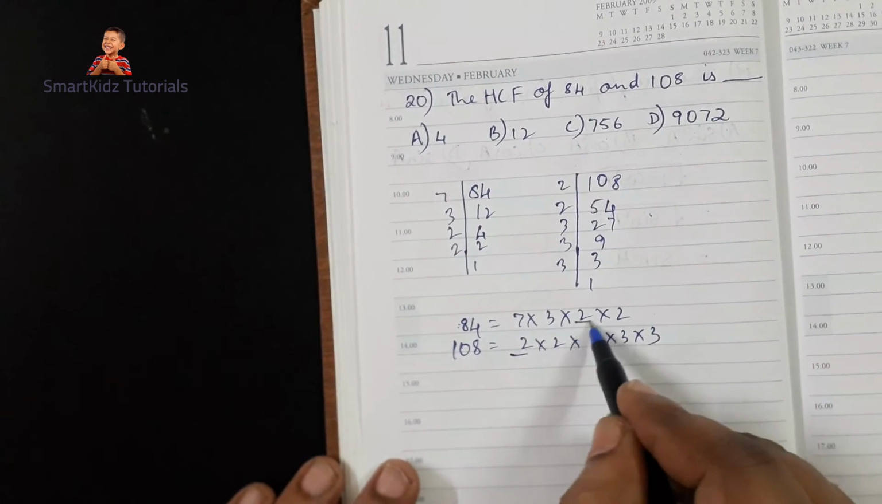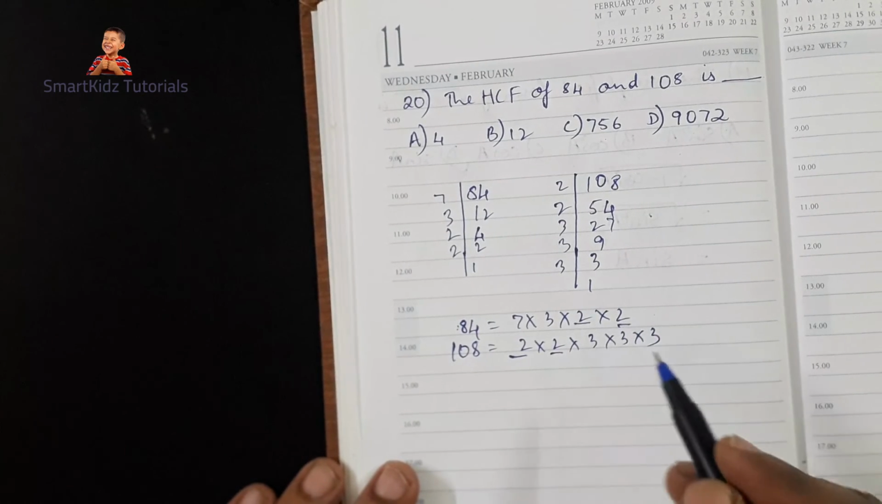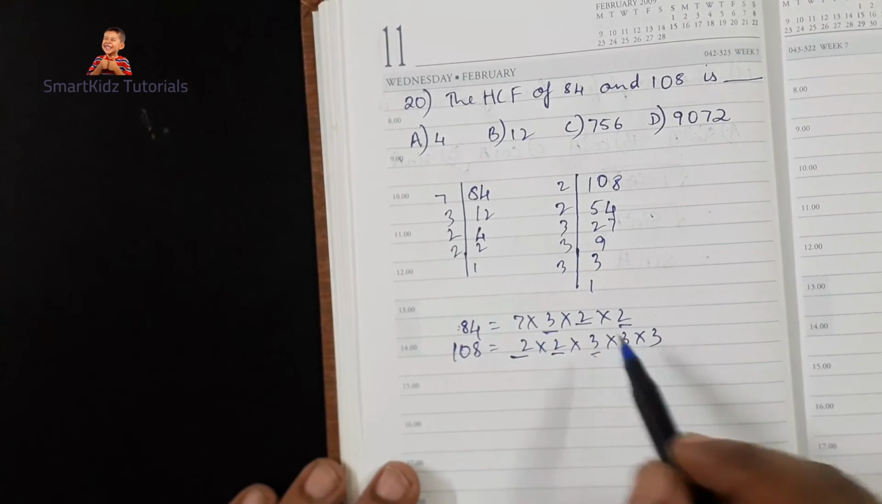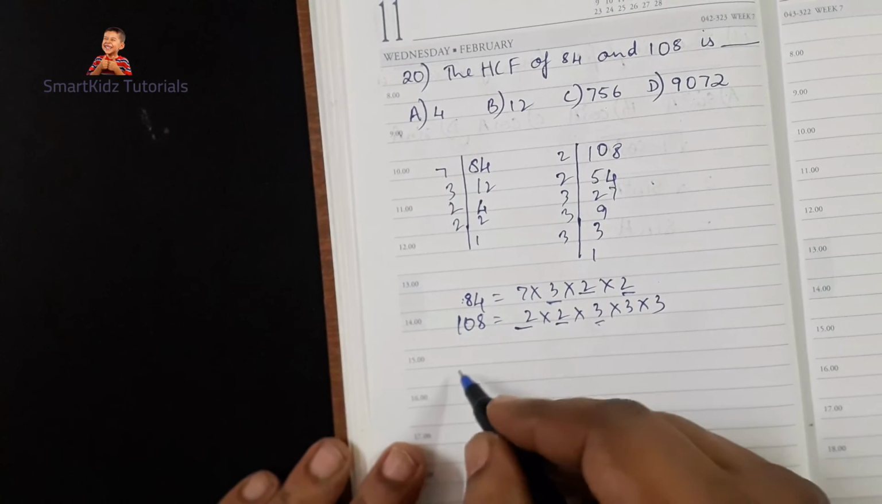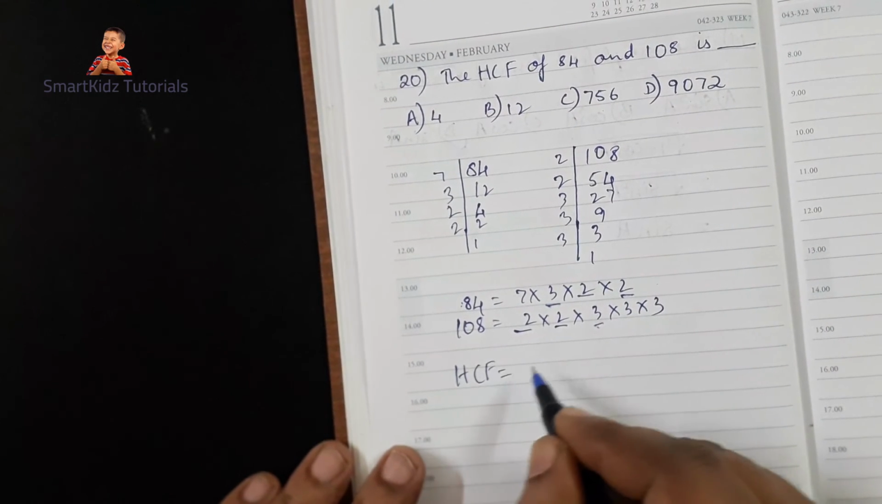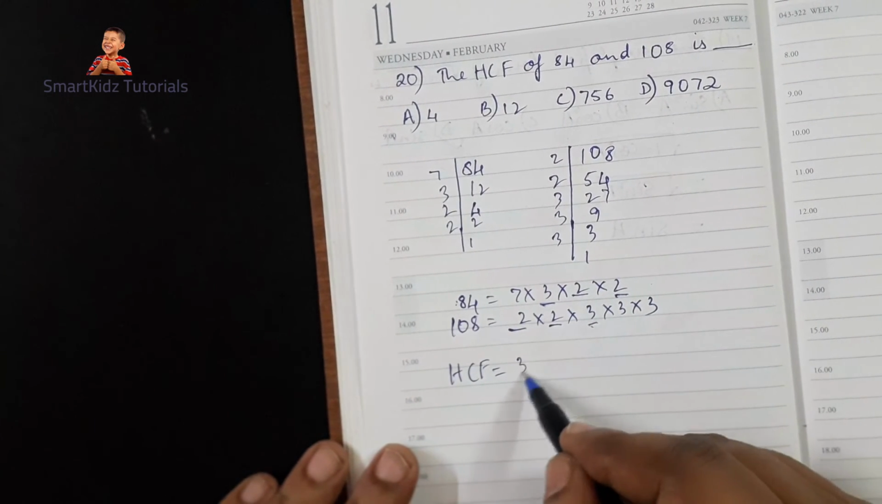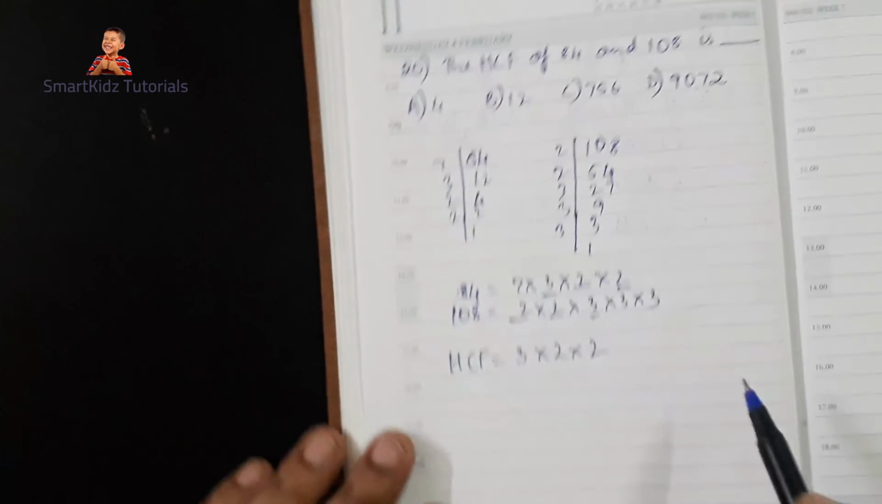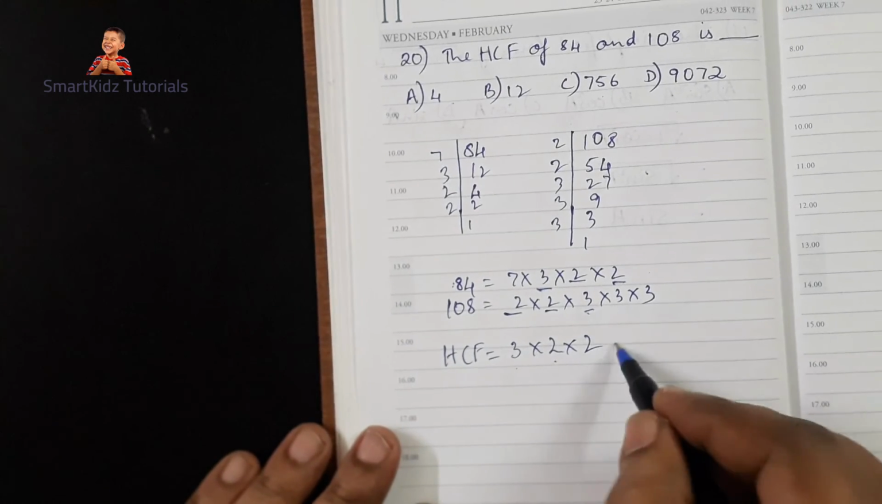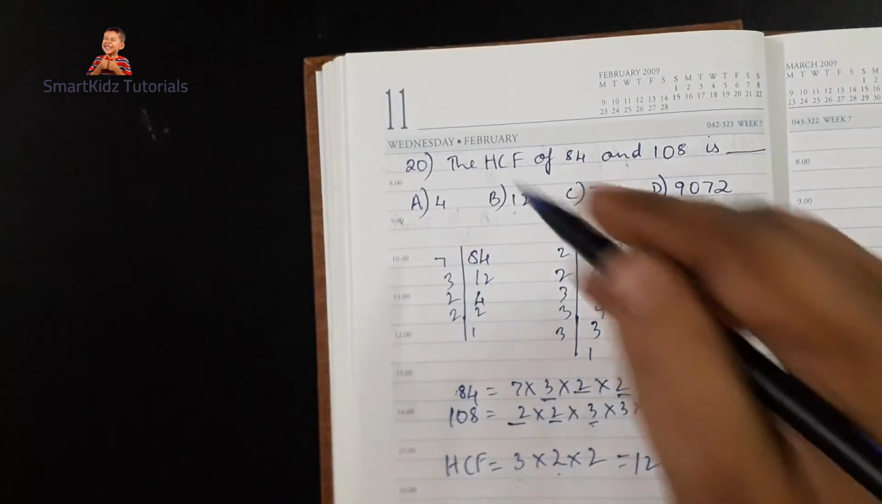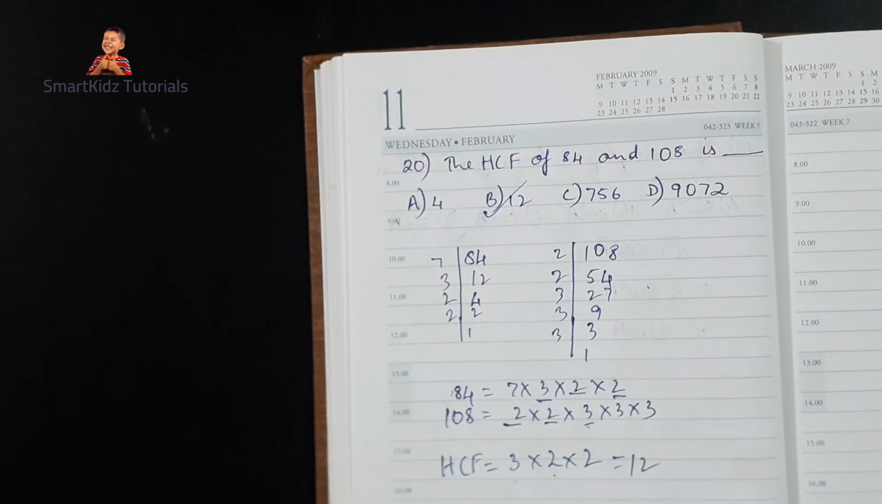So 2 and 2 are common, another 2 and 2 are common, and one 3 and 3 are common. That's it, nothing more common. So you can say HCF is equal to 3 into 2 into 2. So 3 2s are 6, 6 2s are 12. Correct choice is B, 12.